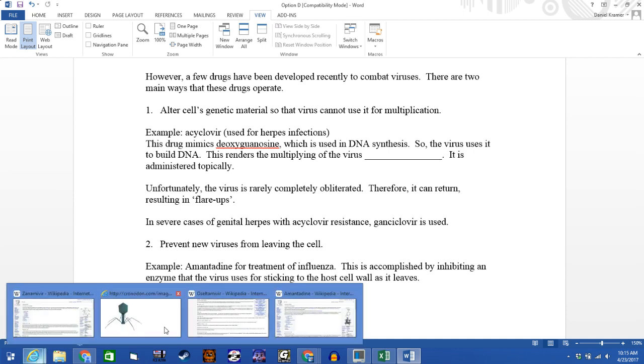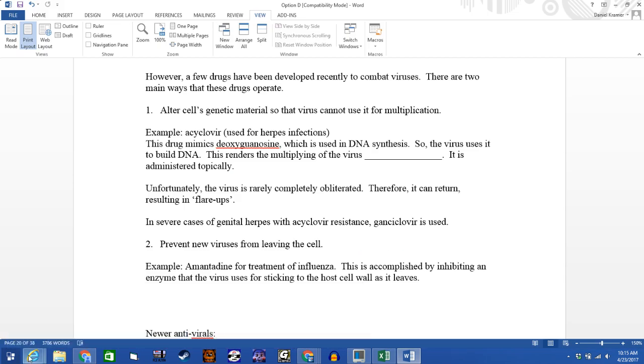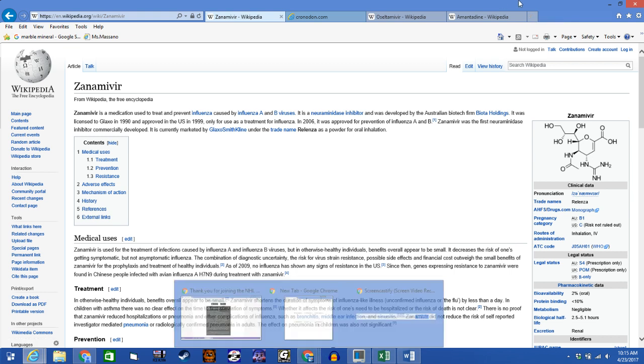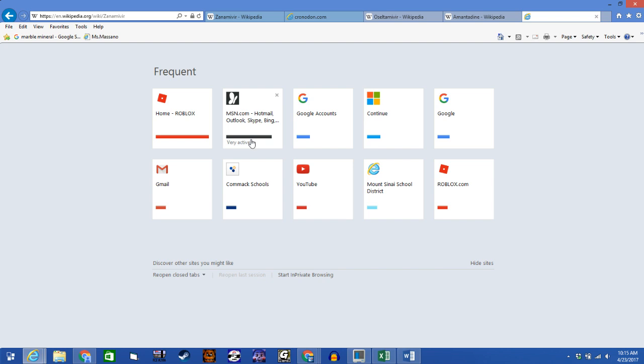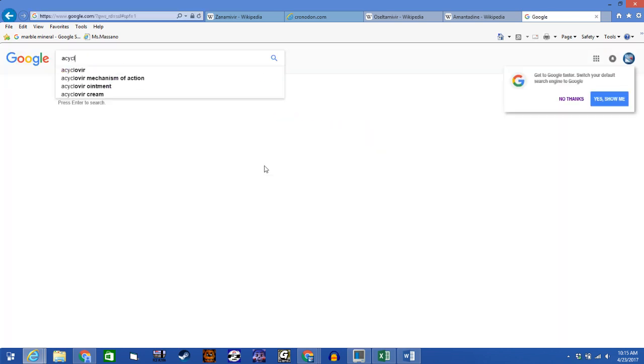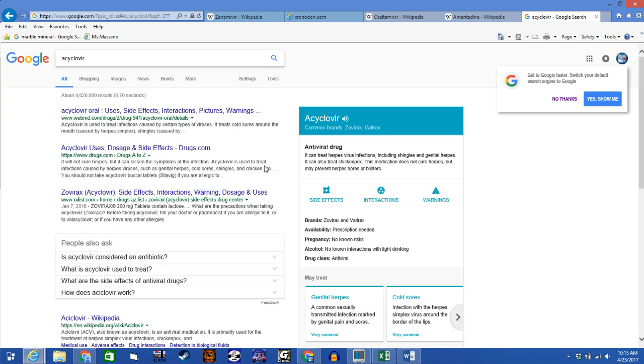So here's a picture of acyclovir. Oh, I had it. I have amantadine, but I had acyclovir. I don't know what I did with it. Is it over here? Nope. All right, I'll just go get it again. Acyclovir Wikipedia.